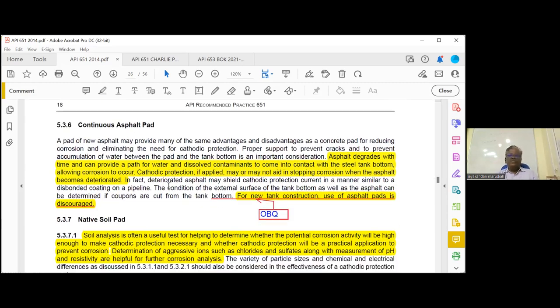Then continuous asphalt pad. Highlight this one, third line: asphalt decreases with time and provides a path for water. Underline this also, third line: and dissolved contaminants to come into contact with the steel tank bottom, allowing corrosion to occur. Cathodic protection, if applied, may or may not aid in stopping corrosion when the asphalt becomes deteriorated. The last line: for new tank bottom construction, use of asphalt pad is discouraged. That is important. This was recently asked as an open book question. Asphalt, we put tar, chips and tar, whole tar.